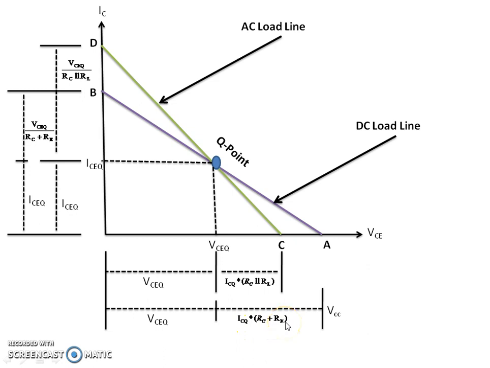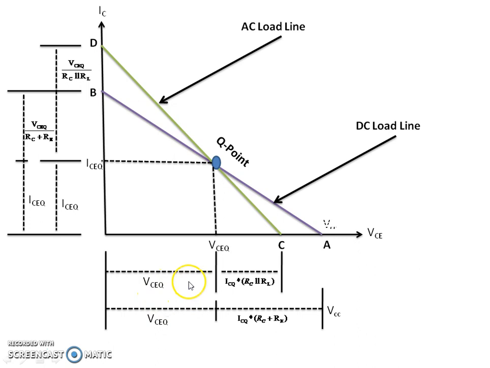Right? So from the AC load line point of view, the remaining component from VCQ to the intersection point C is ICQ times (RC parallel RL), and from the DC load line point of view, this component is ICQ times (RC plus RE). This is the only basic difference between the AC load line calculation and the DC load line calculation. This component is common to both.